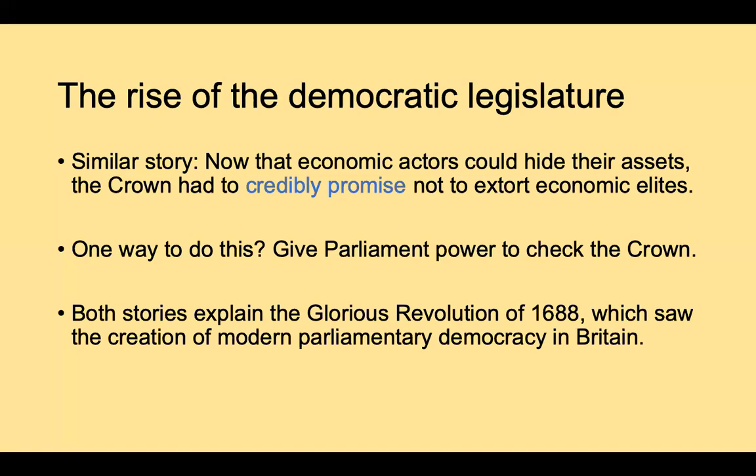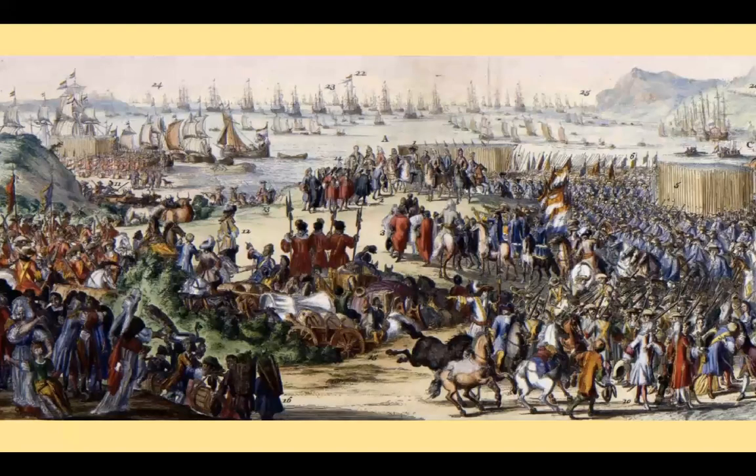And this was an event that saw the creation of modern parliamentary democracy in Britain. This was a critical juncture, if you will, or a moment that kind of birthed democracy in Britain and gave rise to modern parliamentary democracy through this new balance of powers between a newly empowered parliament and a crown on the other hand. And so here's a representation of the Glorious Revolution of 1688.